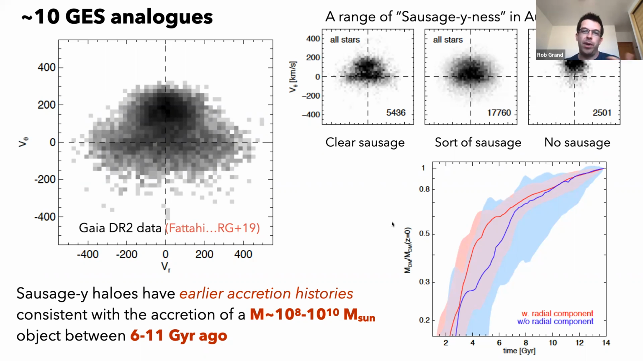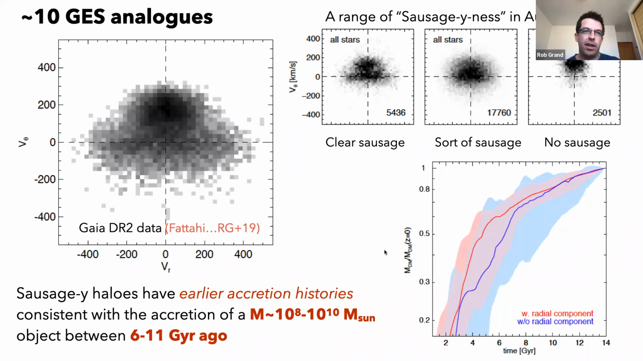And if you look at the formation histories of the ones like this, which have clear sausages, this plot in the bottom right shows you the matter accretion of the dark matter as a function of time. This red curve shows you those galaxies that have that feature, and the blue ones show you the ones that don't. So you have an earlier assembly history for the ones that have the Gaia sausage.